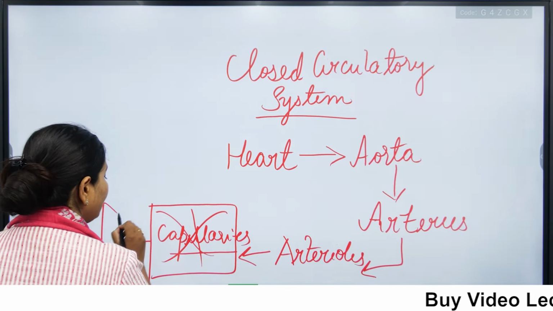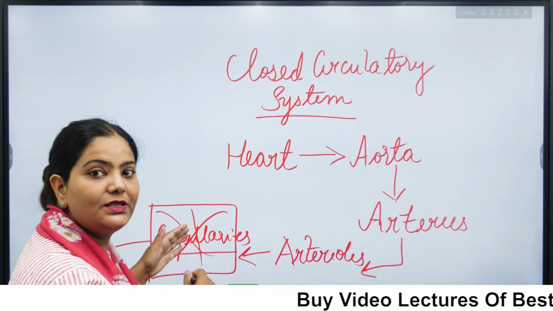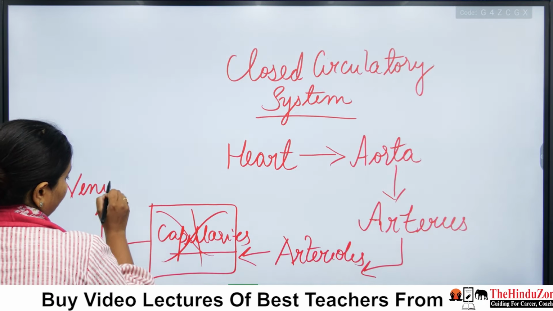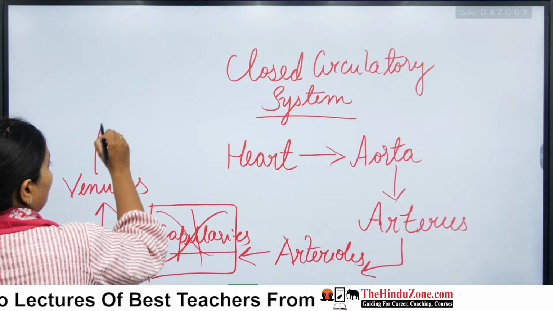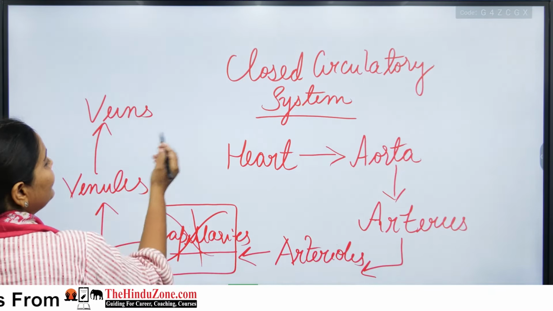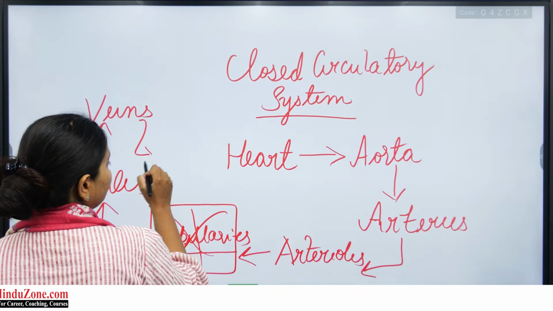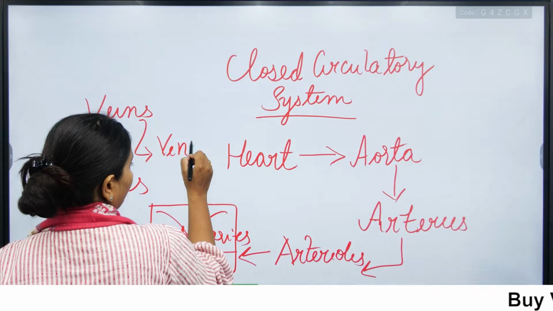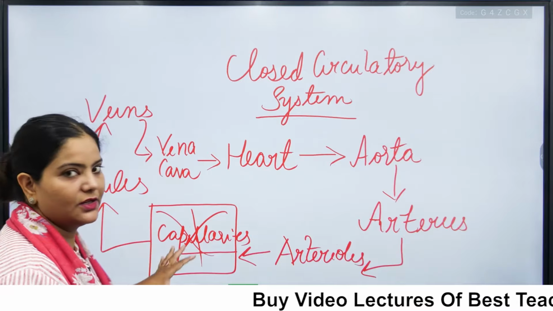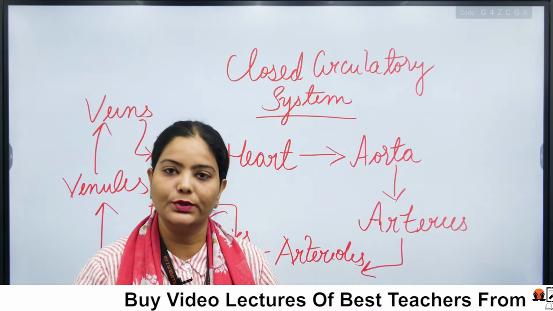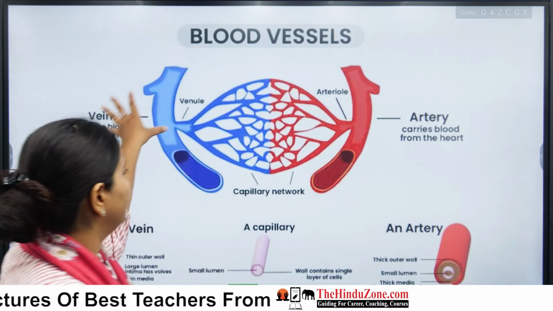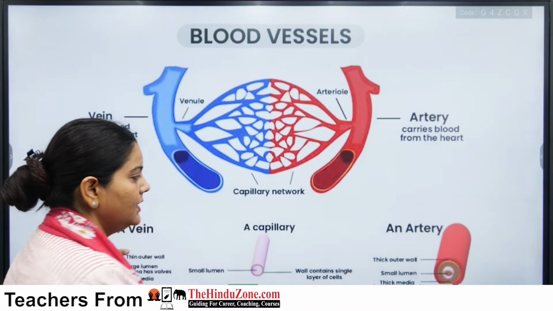Now this capillaries is going to give this deoxygenated blood into the venules. Now venules se we are going into veins, and now from the veins it is vena cava, the great vein, right? So this type of circulatory system is called a closed circulatory system. Okay, let's see, right? Isn't it?